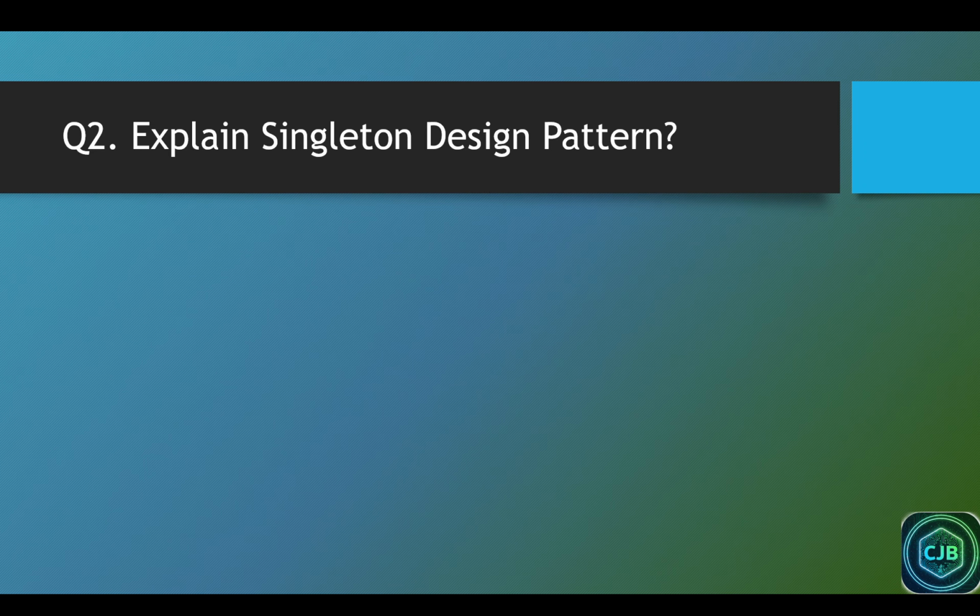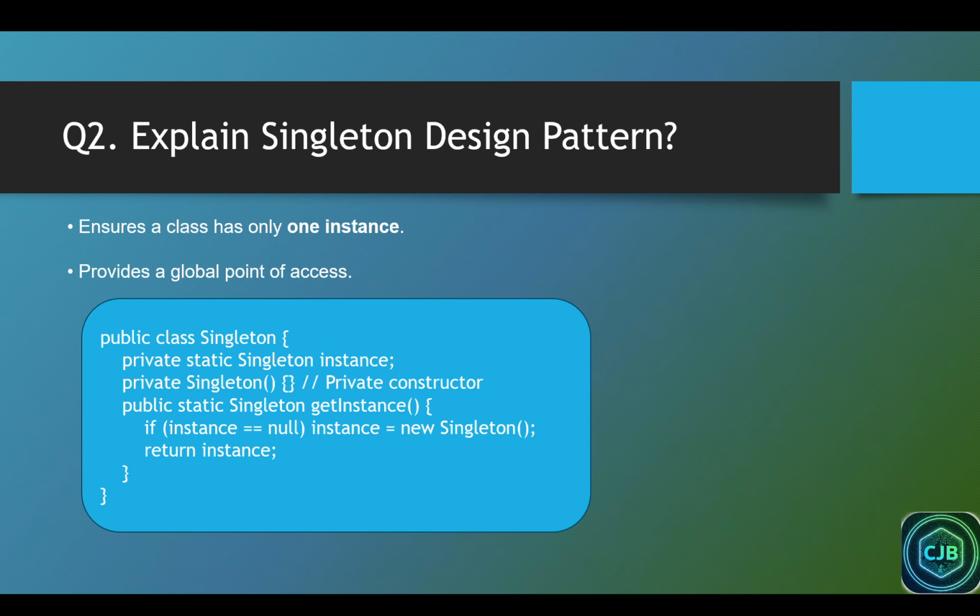Explain singleton design pattern. Ensures a class has only one instance, provides a global point of access. For example, public class Singleton, private static Singleton instance. Private Singleton. Here you can notice that the constructor is private. Public static Singleton getInstance is the function from which we will get our object.